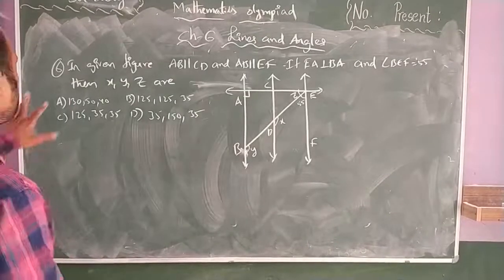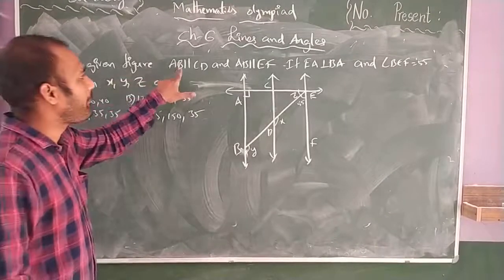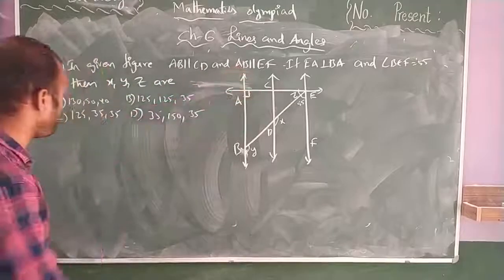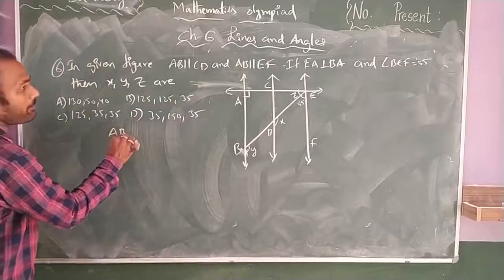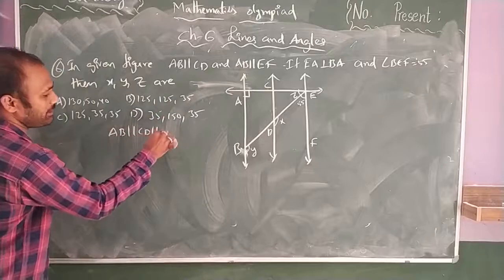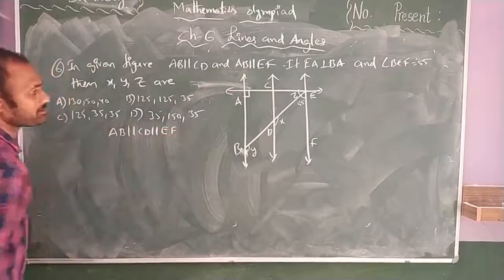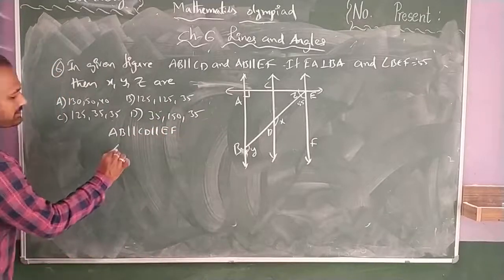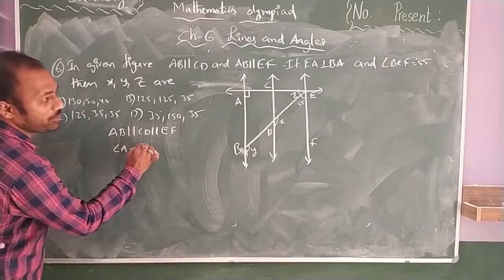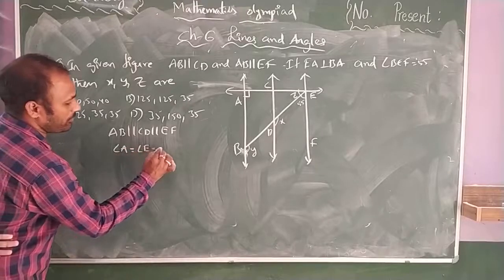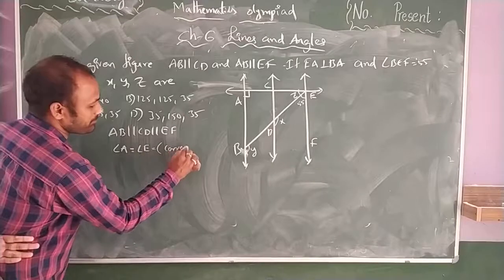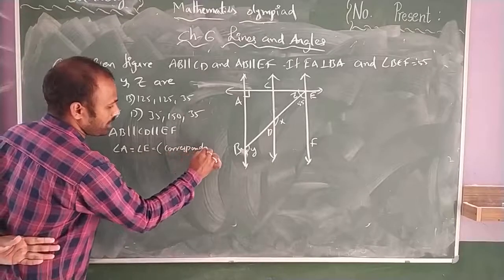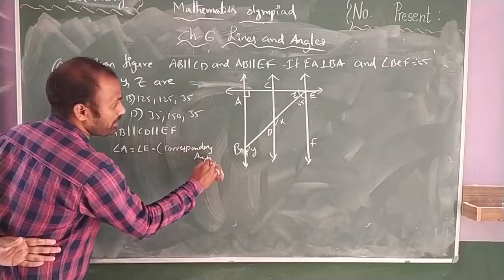Next, let us look at the sixth question. In the given figure, AB is parallel to CD and AB is parallel to EF. It means that AB will be parallel to CD and CD will be parallel to EF. All three are parallel. Next, I can say that angle A is equal to angle B. Why? Because they are corresponding angles.